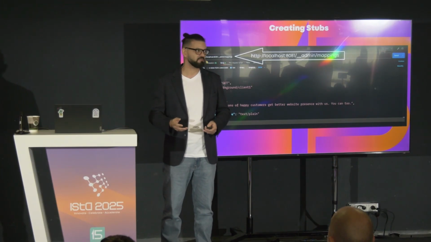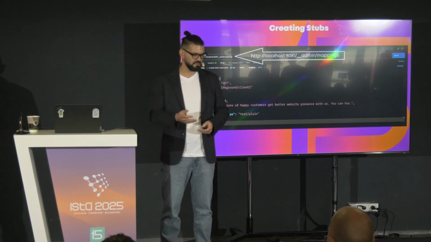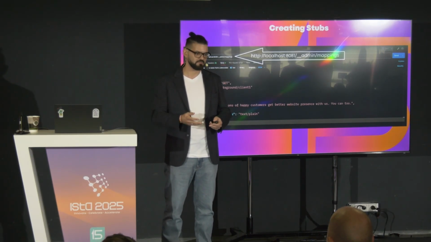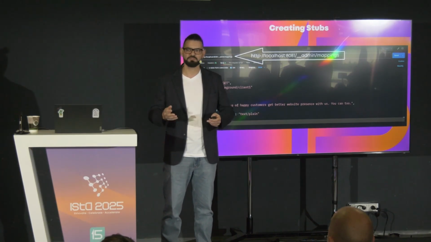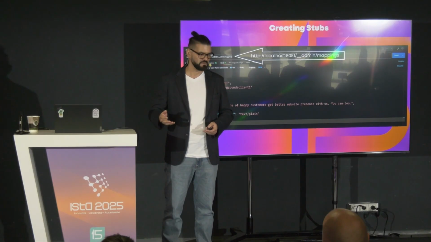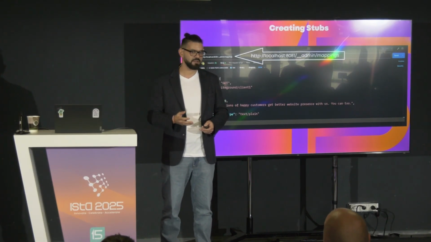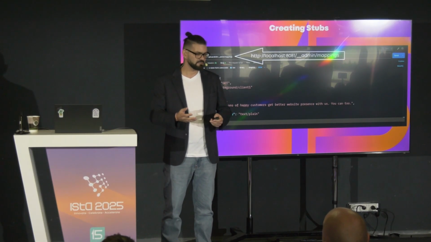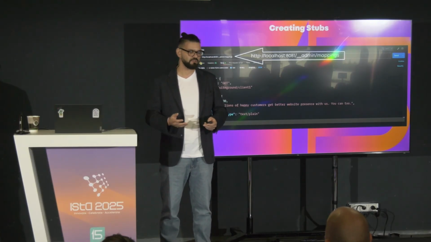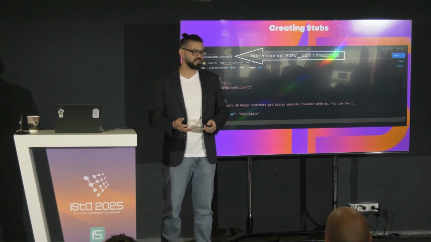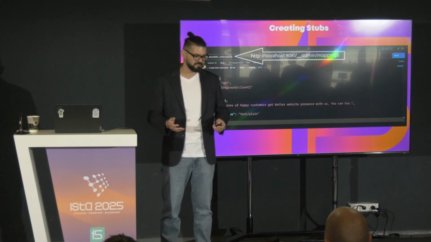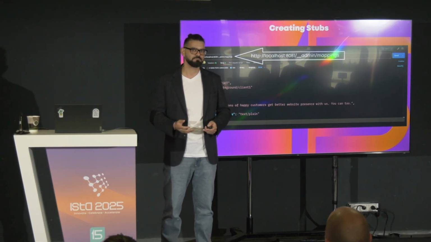So how do you create something? With a POST request, in our case to localhost on port 8081, where the WireMock server is up and running, and to the admin mappings folder. In the mappings folder, all the stubs are created and stored. And here we are creating, in this example, a stub for a GET method with URL SiteGround client1. So it's a very simple one, and it just returns status 200 and a body message saying millions of happy customers get better website presence with us, you can too.